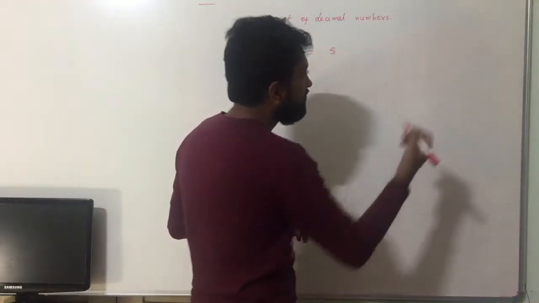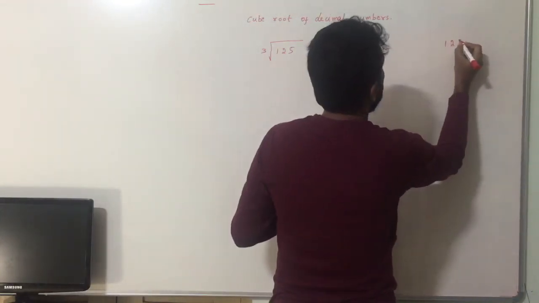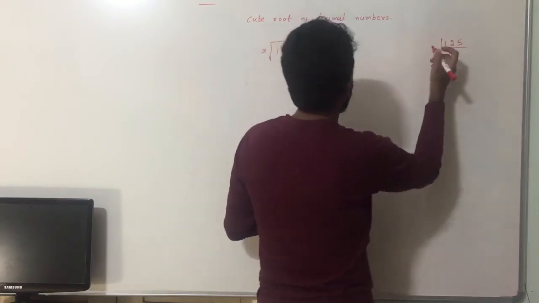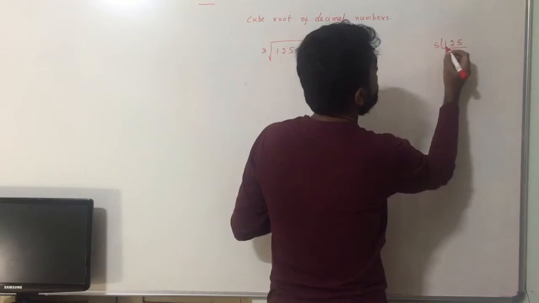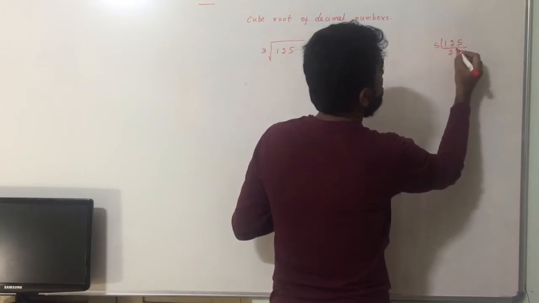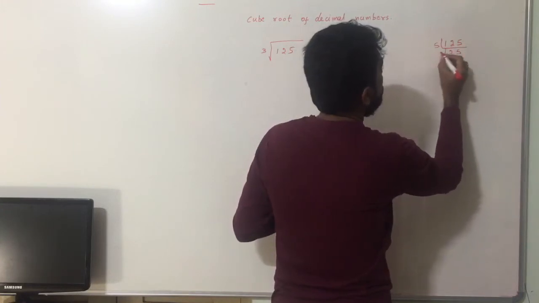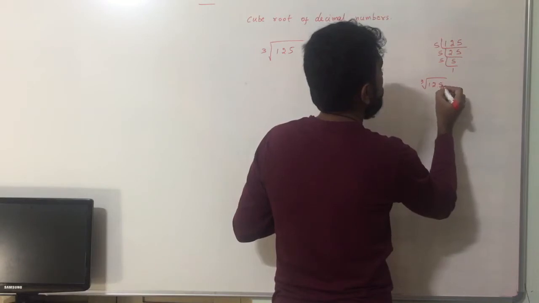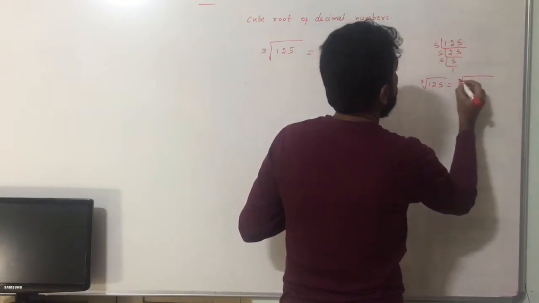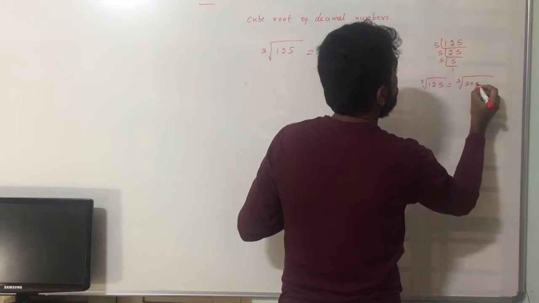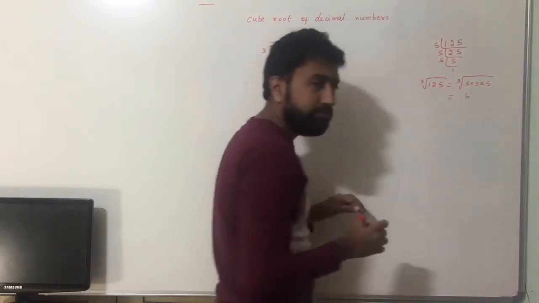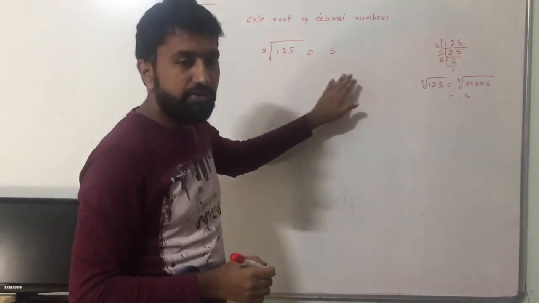We know that. So just for the sake of your doubt, I'll just show this. 5 2s are 10, and then 5 5s are 25, 5 5s are 25, 5 1s are 5. So therefore the cube root of 125 equals the cube root of 5 into 5 into 5, which is equal to 5. Okay, we know the cube root of 125 is equal to 5.